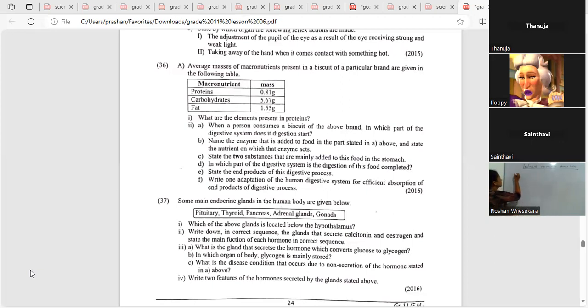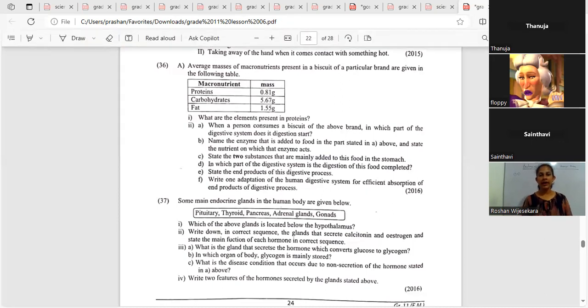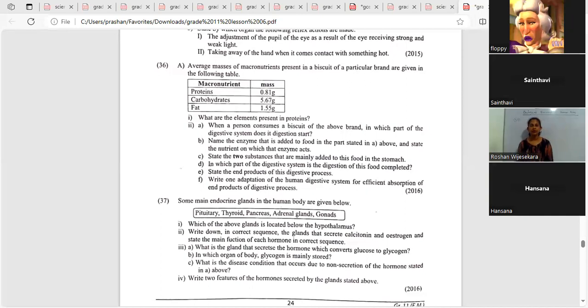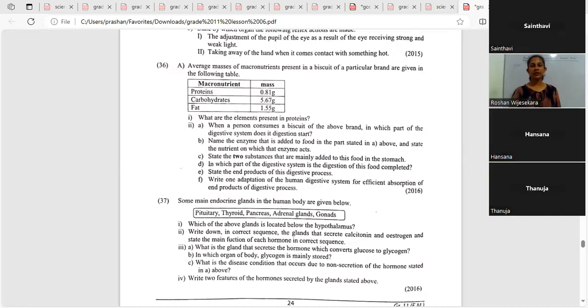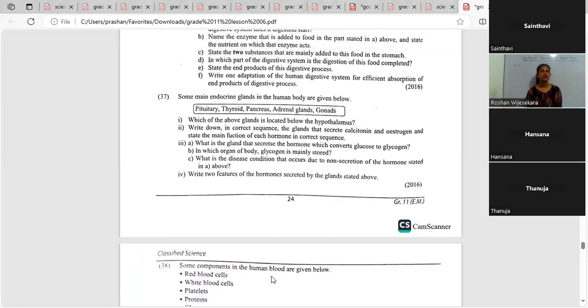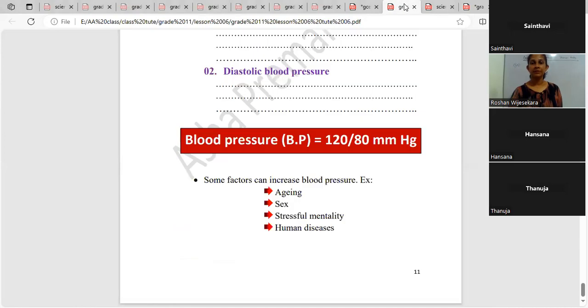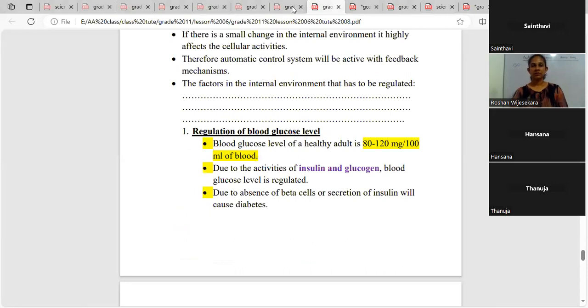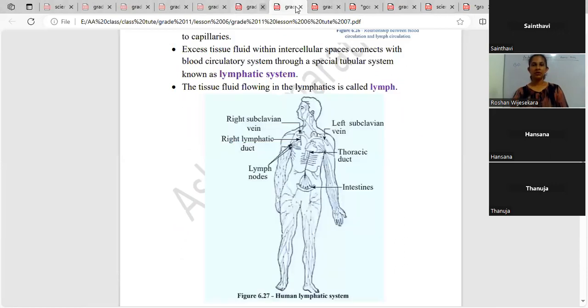Question number 37. Some main endocrine glands in the human body are given below: pituitary, thyroid, pancreas, adrenal gland, and gonads. This question is coming from the coordination and homeostasis part. There is a table given in that. Where is that? Coordination and homeostasis.